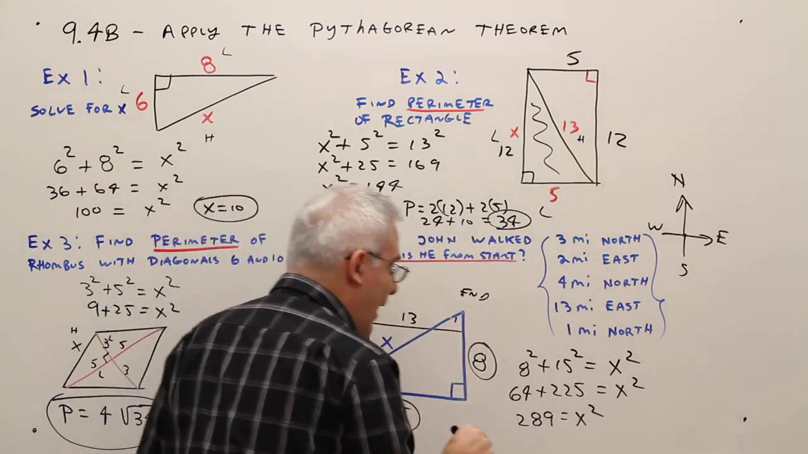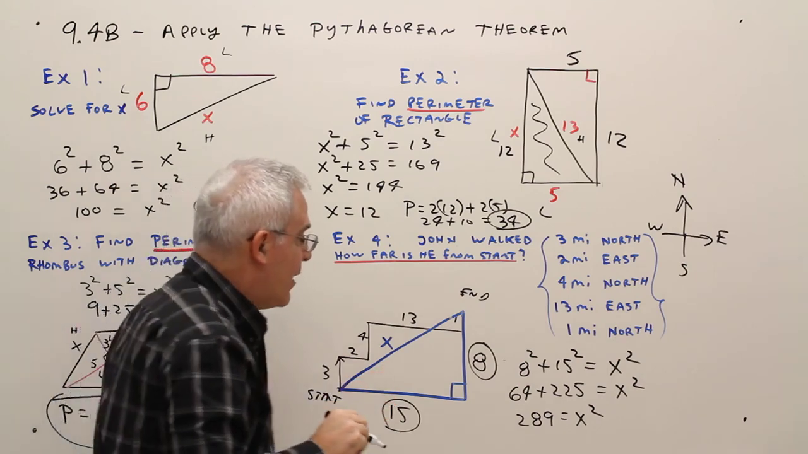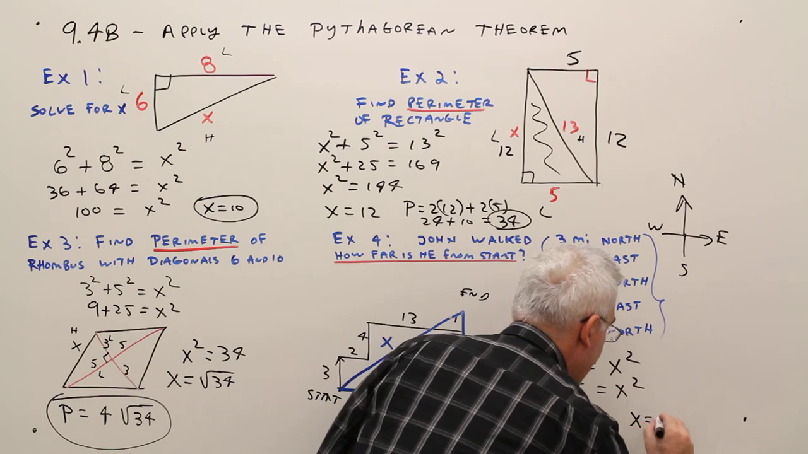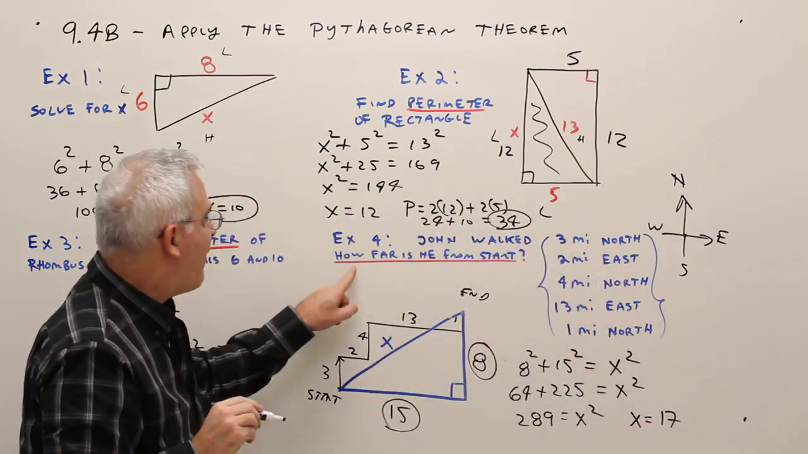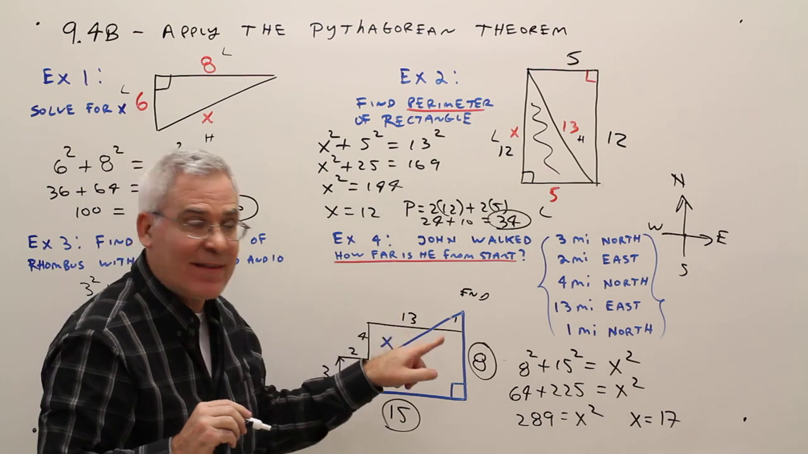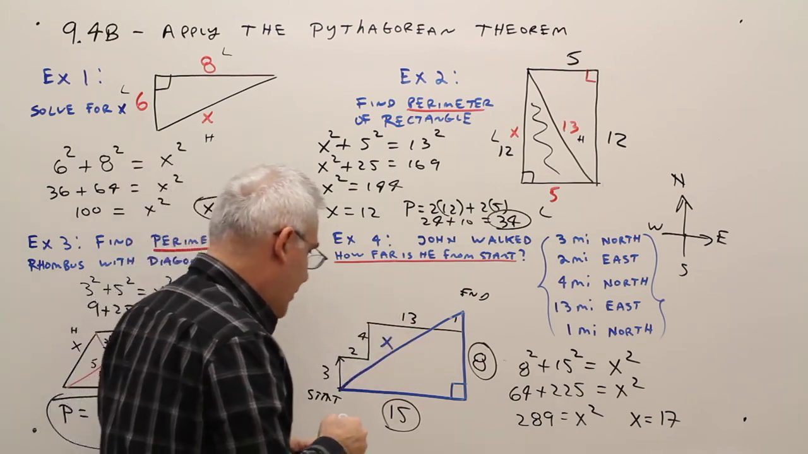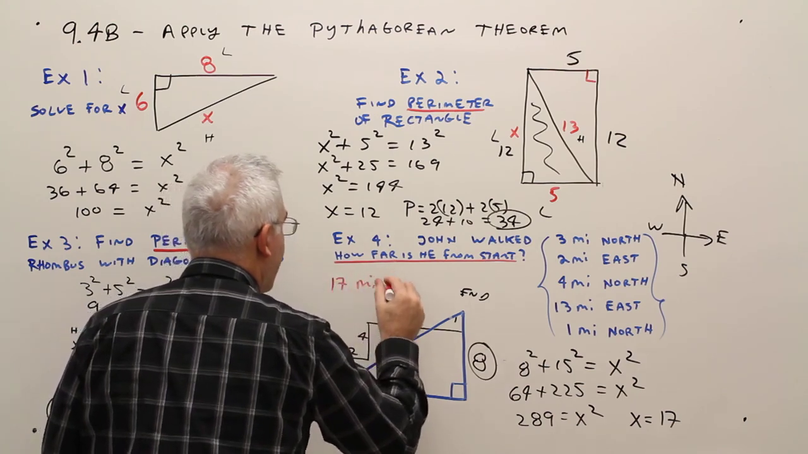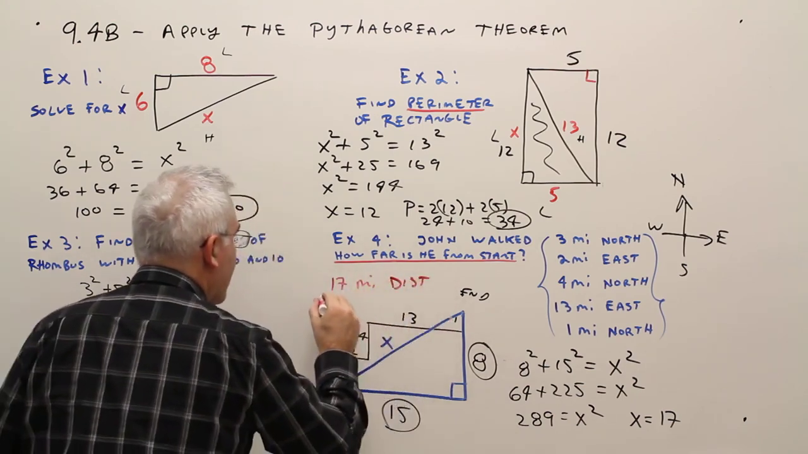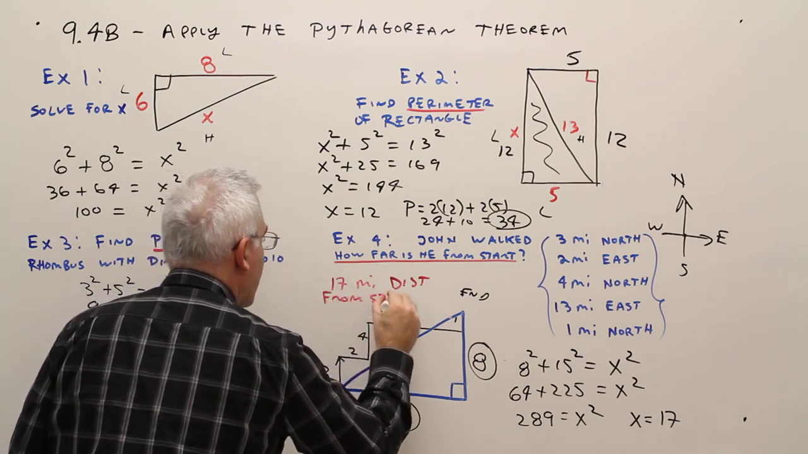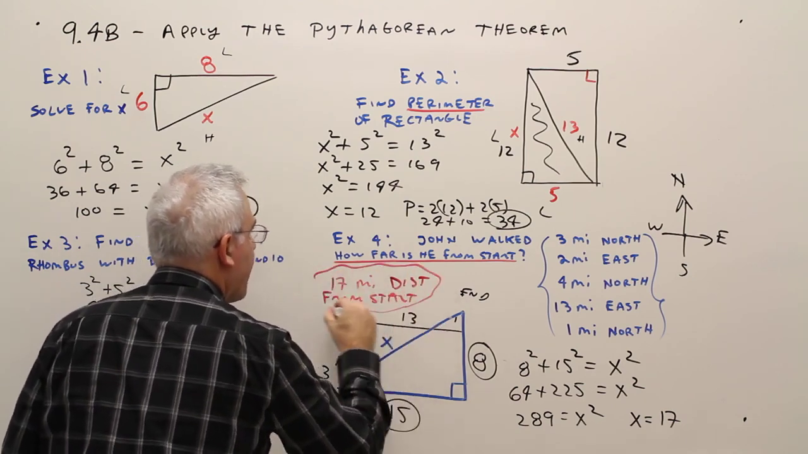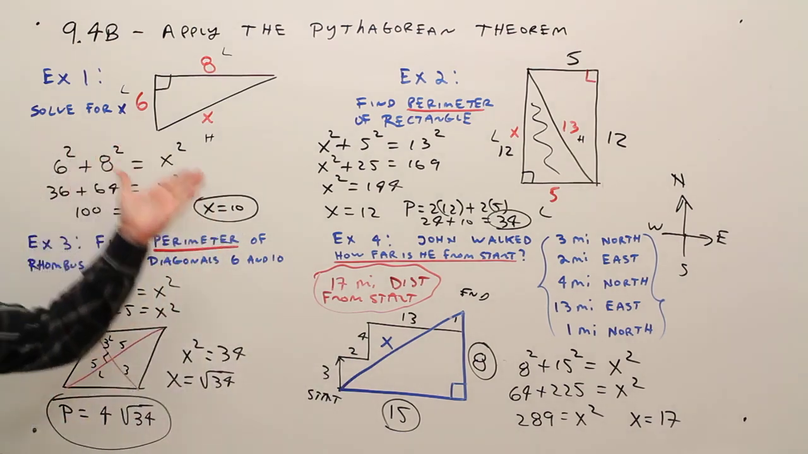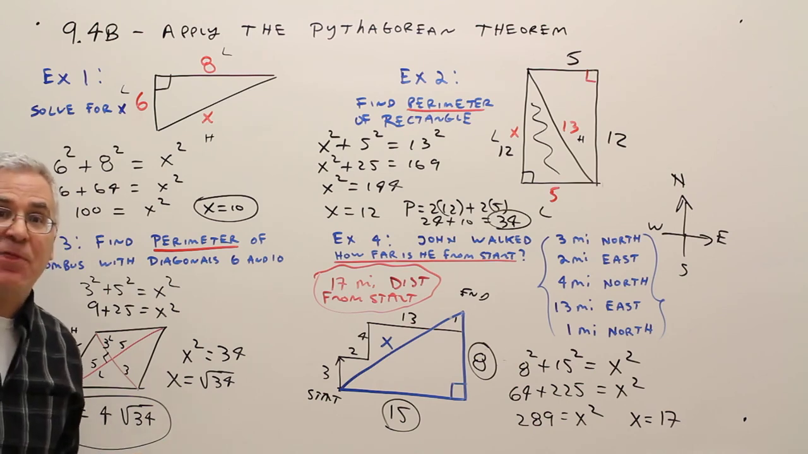Take the square root of each side. Again, x can't be negative. The square root of 289 is 17. So x equals 17. How far was he from the start? 17 miles. So I'll just answer that. 17 miles distance from the start. Again, always make sure you answer the question. So there you have it. 4 examples on applying the Pythagorean theorem.